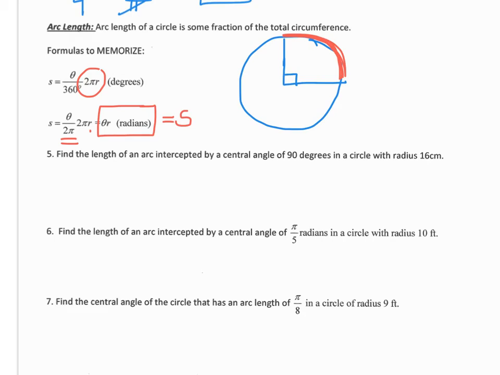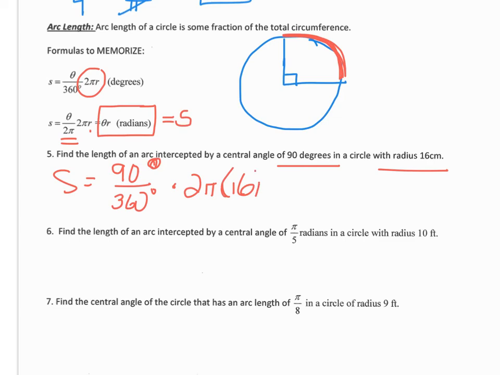All right, let's try a couple. Let's try one in degrees and one in radians. Number 5 says, find the length of the arc intercepted by a central angle of 90 degrees in a circle with radius 16. So if I set up my arc length formula, it's going to be the angle over 360, so 90 over 360 degrees, times 2 pi r, 2 pi times 16.